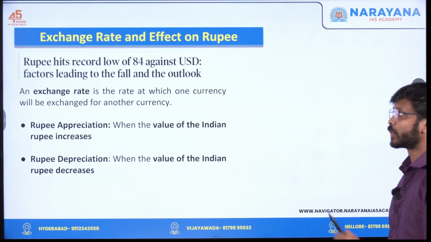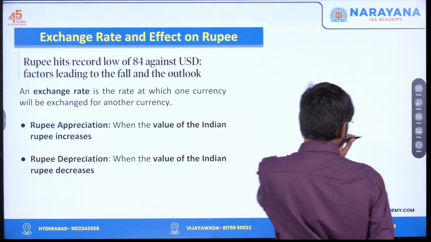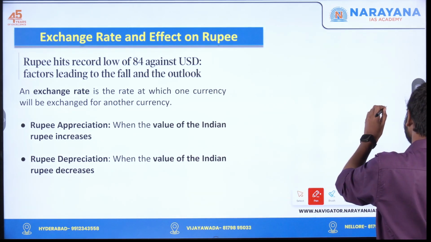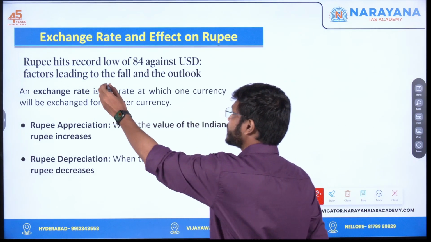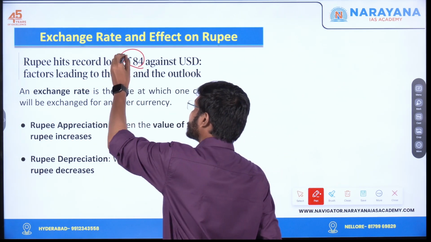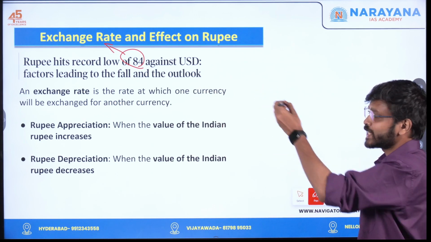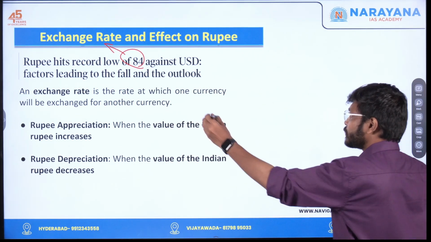We'll start with what an exchange rate is. Here you can see the rupee hits record low of 84. So basically this 84 is the exchange rate, and what is the effect on rupee, that we will see.